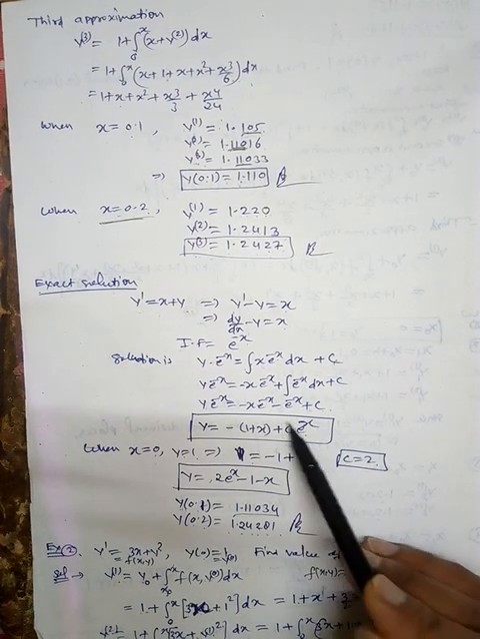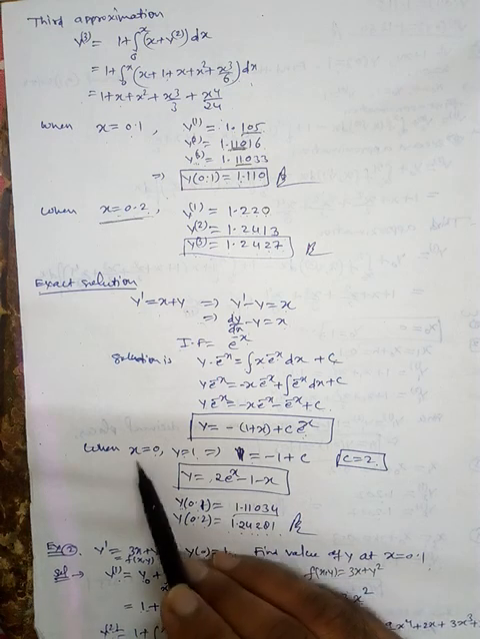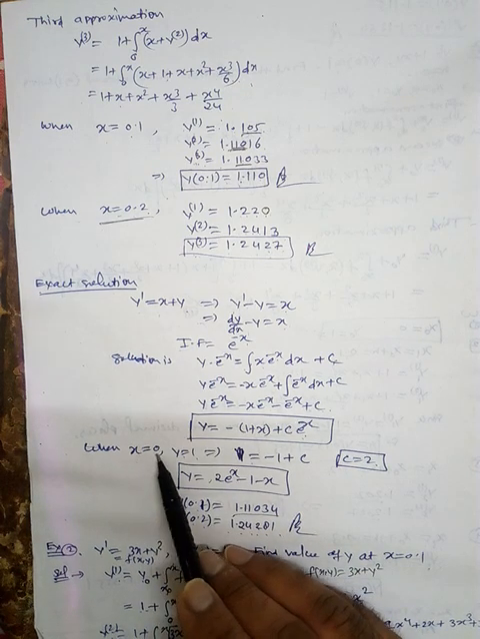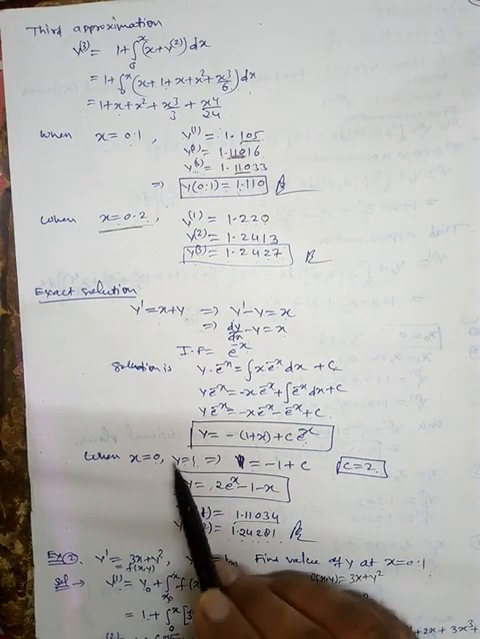Now the target is to find out the c. For this c we can use the initial condition. At x equal to 0, y is 1. So substitute these two here.